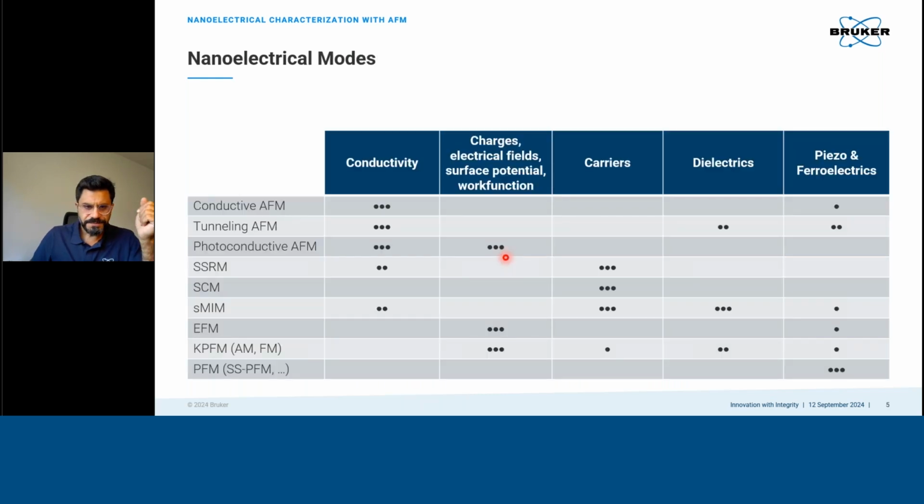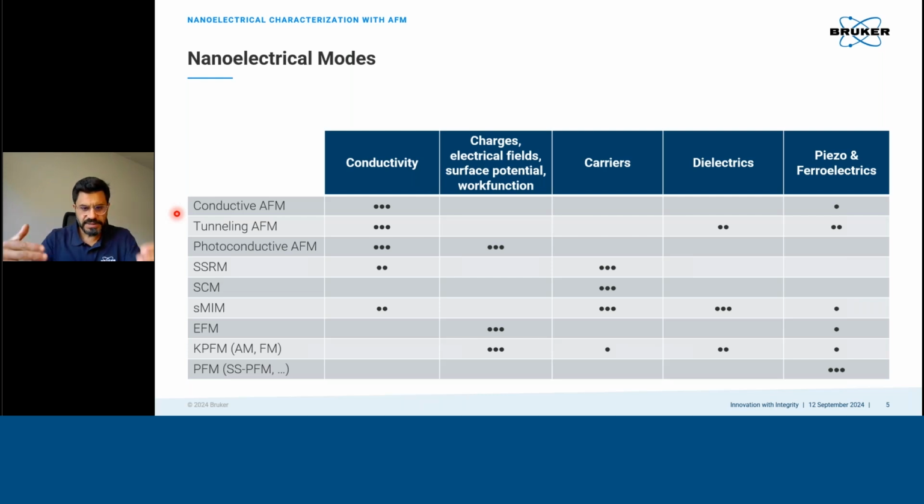So now if we move on to this table, we shall look at the type of properties that one can look at the nanoscale, and that's on the first row. So it's conductivity, electric fields or charges, carriers, dielectric properties, piezo and ferroelectric properties. And on the first column, what we can look at are the different modes available in AFM for the nanoelectrical characterization of these different properties.